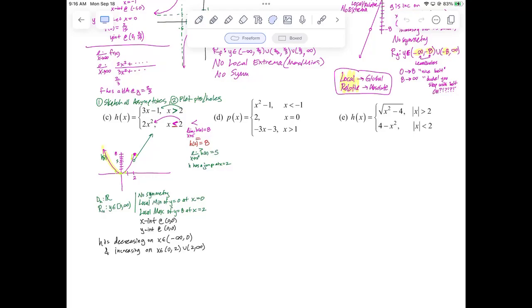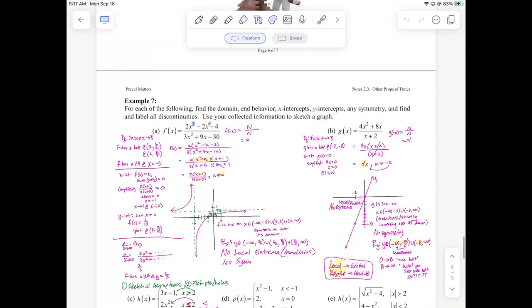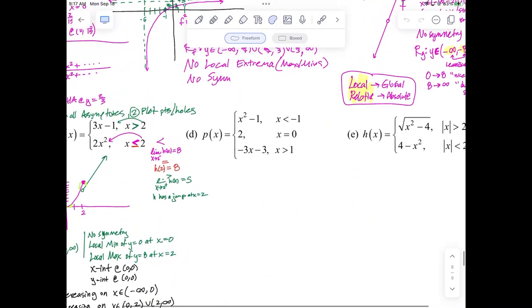All right, finishing up the notes here for 2.3. We got example 7. Y'all's favorite, piecewise functions. For a piecewise function, it's probably easier just to sketch the graph and then look at it and answer all the questions related to it.